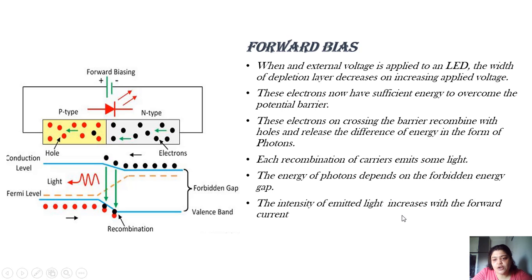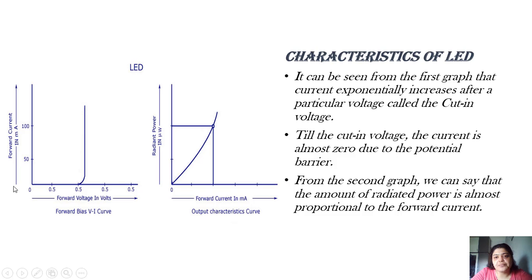The intensity of emitted light increases with the forward current. So if you increase the current, if you are giving a higher amount of external voltage, the intensity increases, because more and more electrons will recombine, so more and more photons will be released. So you can say that the intensity of light increases if the forward current is increased.